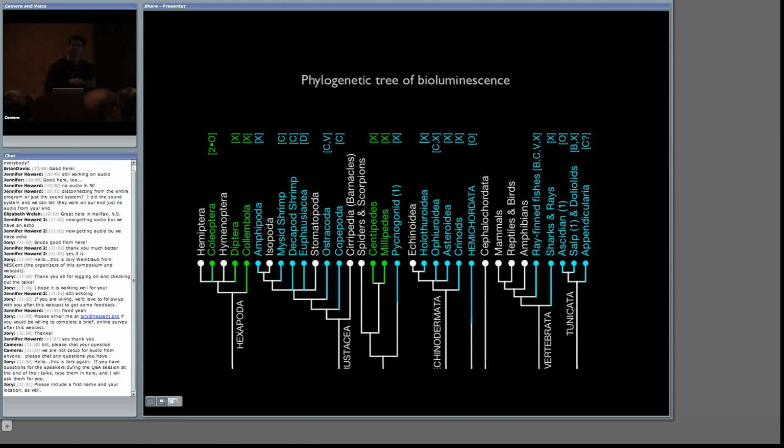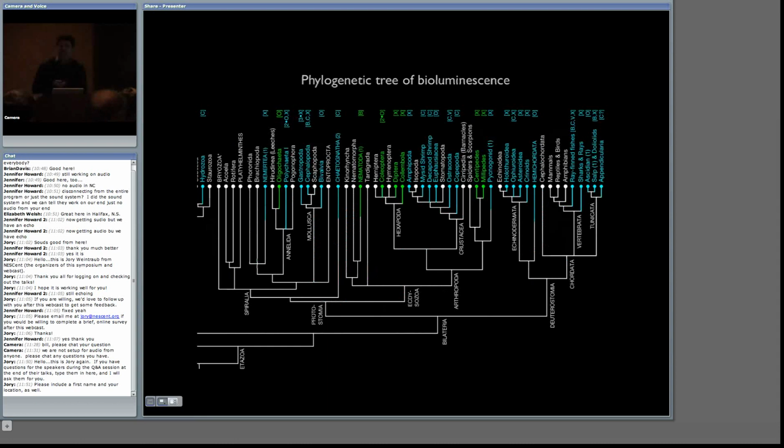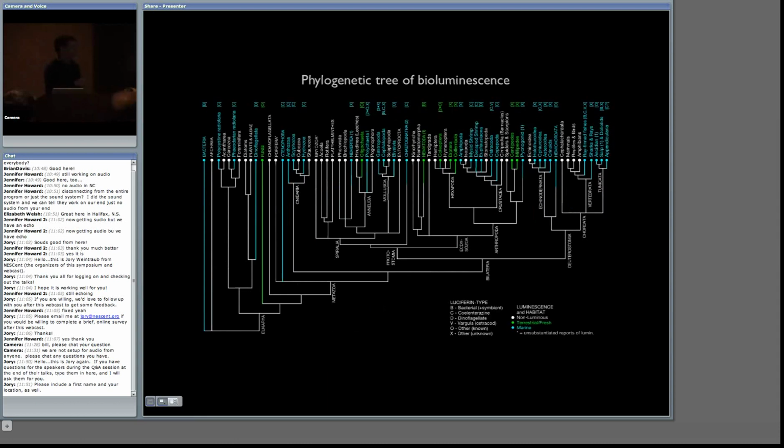So there's no plants in here. There's no green plants. There's just some algae. There are no mammals in there. Those are some of the notable exceptions, but otherwise bioluminescence has popped up and re-evolved at least 40 times, probably independently, across this tree.